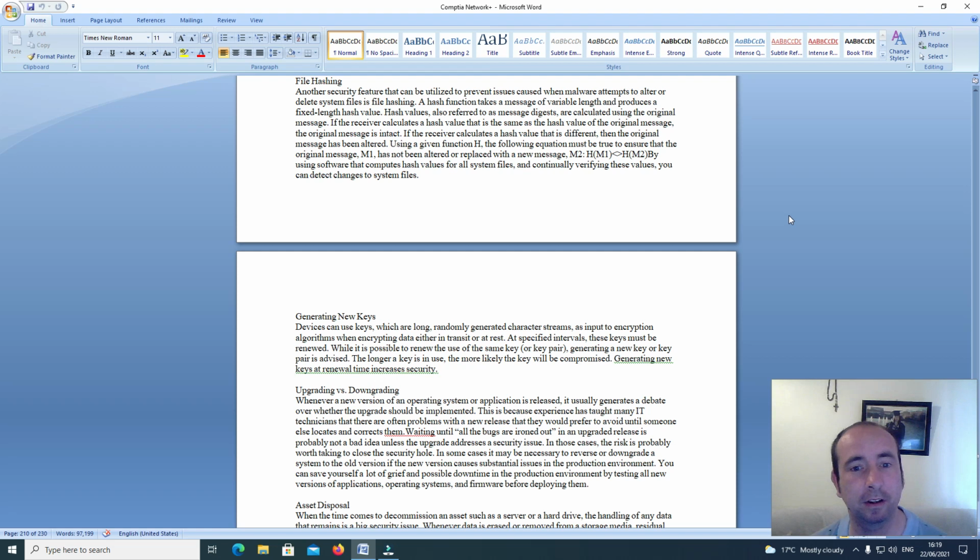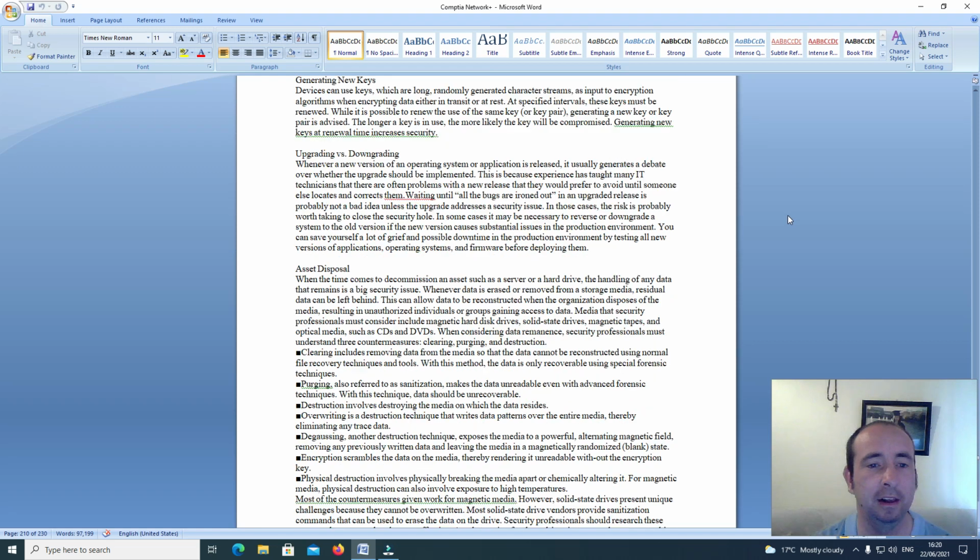Using a given function h, the following equation must be true to ensure that the original message M1 has not been altered or replaced with a new message M2: h(M1) = h(M2). By using software that computes the hash values for all system files and continually verifying these values, you can detect changes to system files.